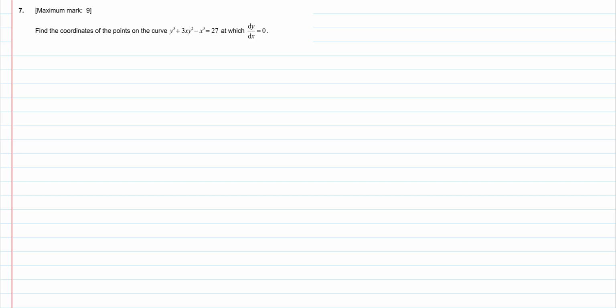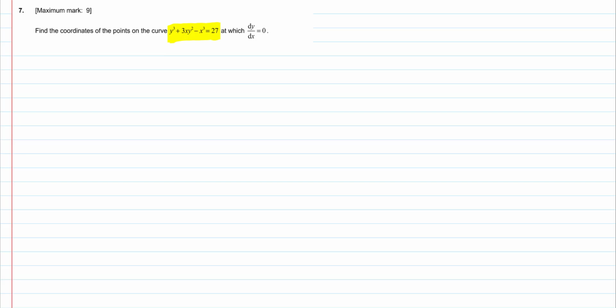Question 7, we need to find the coordinates of the points on the curve defined by this equation here, in which dy by dx is equal to 0. As you can see, this equation is not given explicitly as y equals something, so we haven't had y defined explicitly in terms of x. That just means we don't have y on the left hand side equals some expression on the right hand side solely in terms of x.